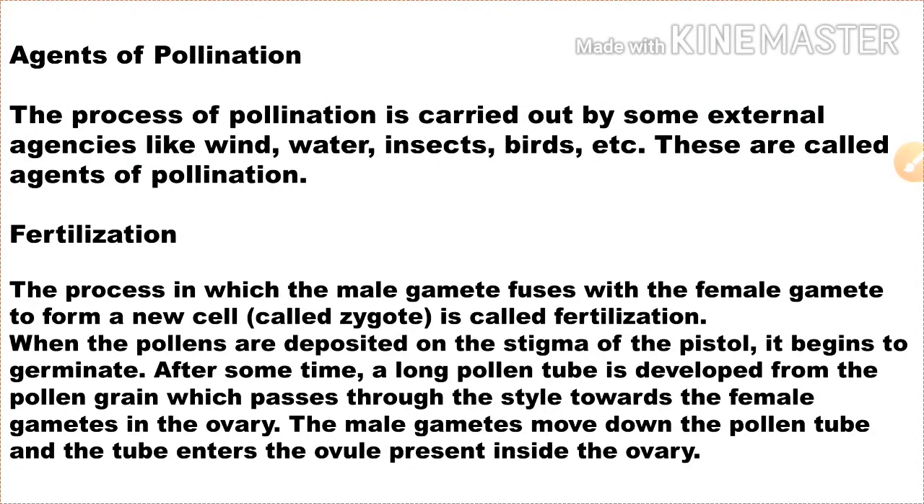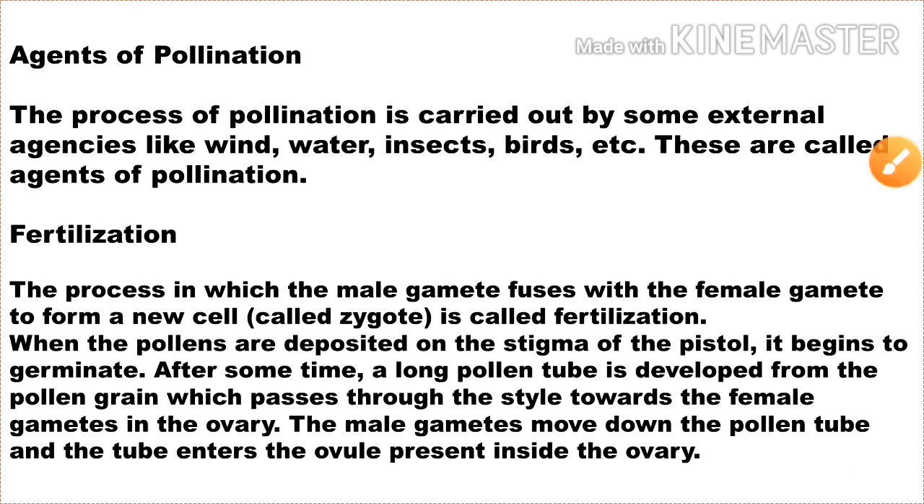So next one, agents of pollination. This process of pollination is carried out by some external agencies like wind, water, insects, birds, etc. These are the agents of pollination.